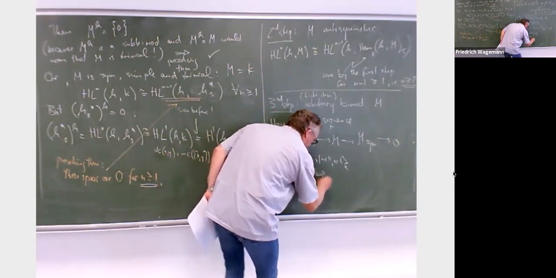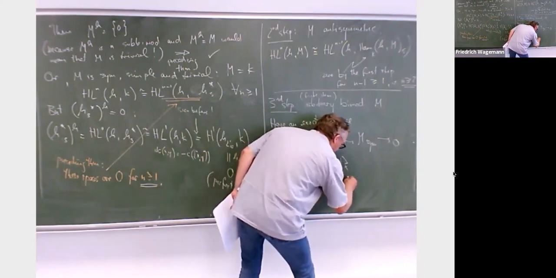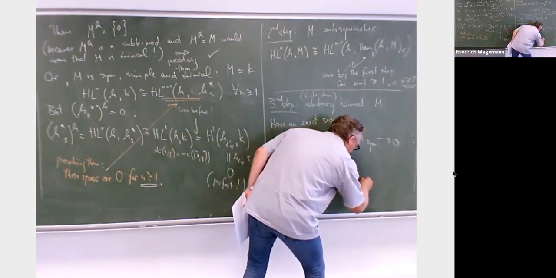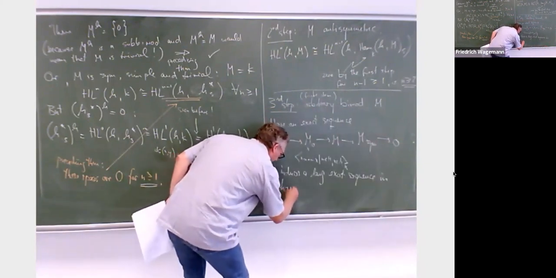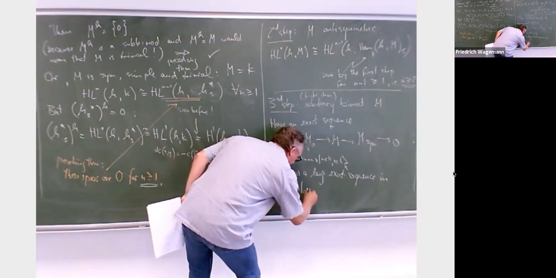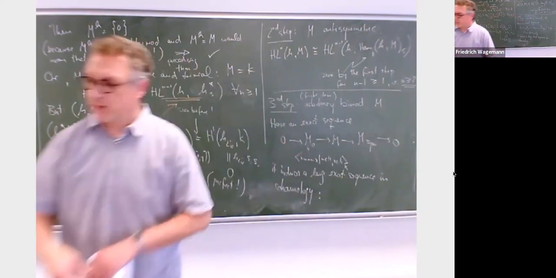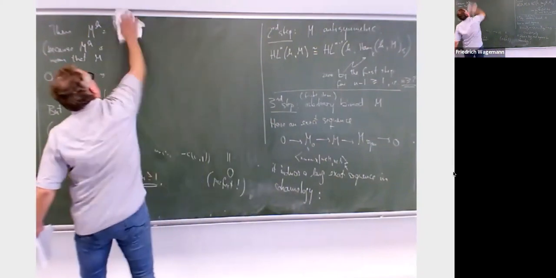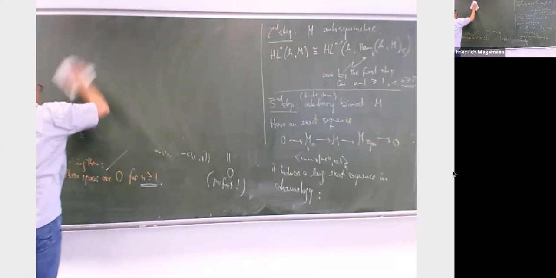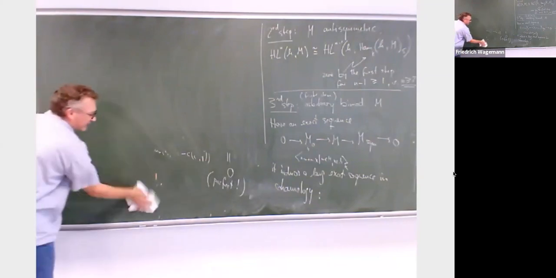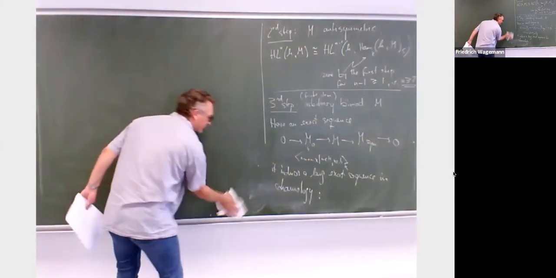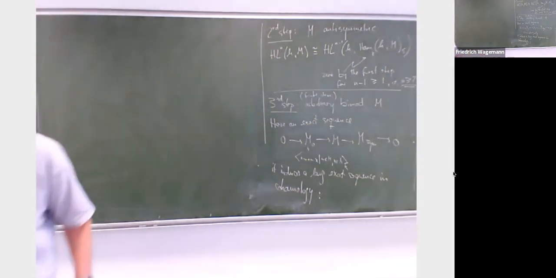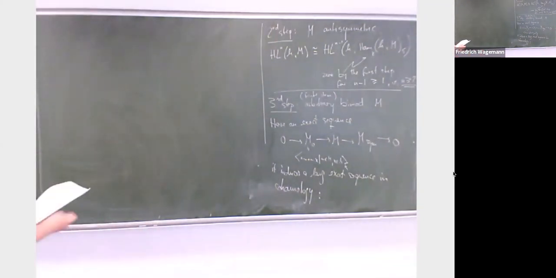a long exact sequence in cohomology. And from the first part of this long exact sequence, we get the exact sequence of the statement of the theorem.